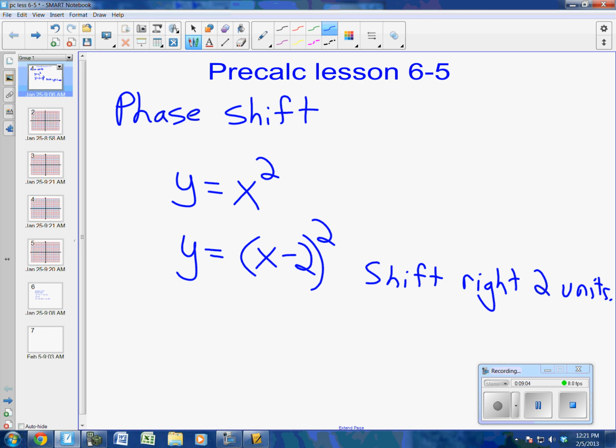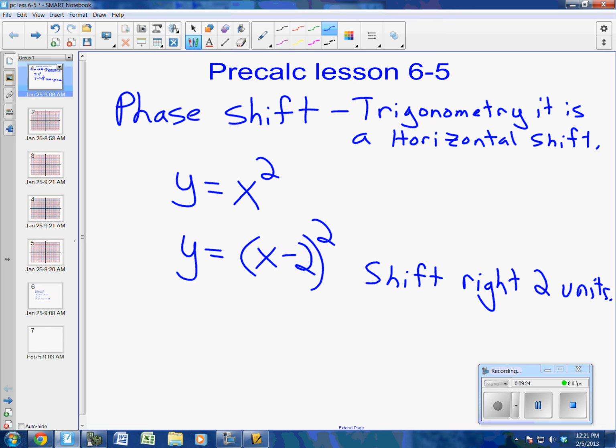In trigonometry, a phase shift is a horizontal shift. Okay, so a phase shift in trigonometry, it is a, wow, it's not very good English right there. Trigonometry, it is a horizontal shift. So phase shift is just the word we use in trigonometry for a horizontal shift. That's what I meant to say. How's that? Okay.